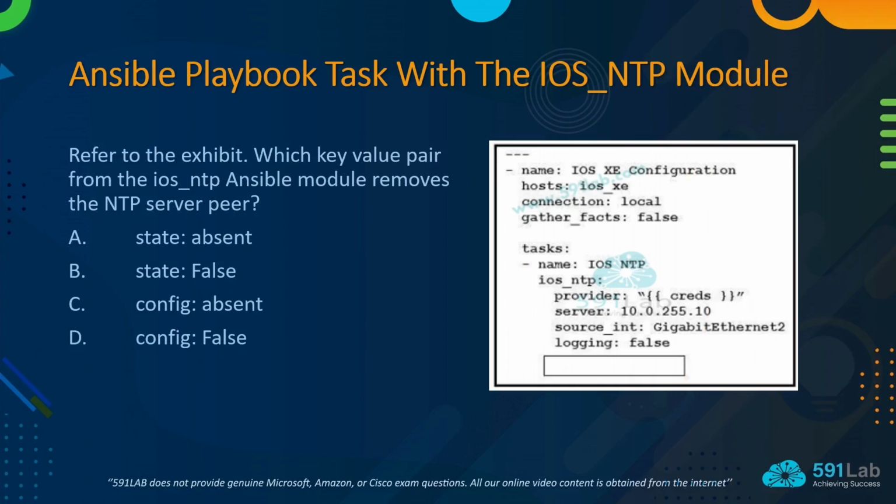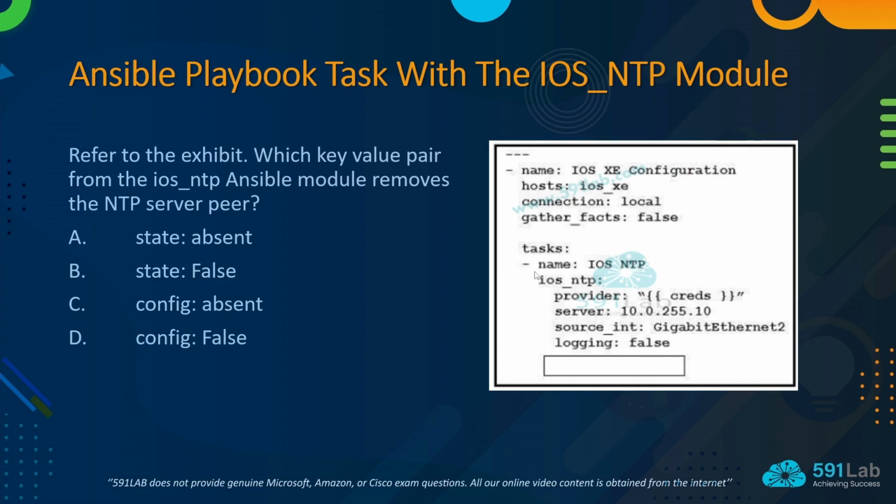Okay, let's start with the first topic, Ansible Playbook task with the IOS NTP model. Here is the Ansible Playbook detail of this topic, and we can see the first line, the Ansible Playbook name is IOS XE configuration, the host is IOS XE, the connection method is local, and gather facts is false. That means we will not gather facts when we run this playbook.